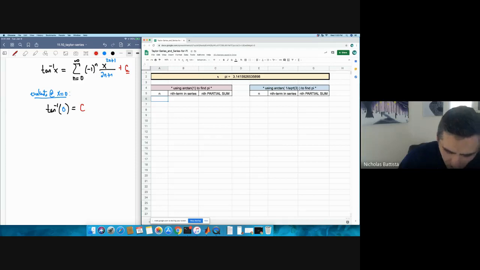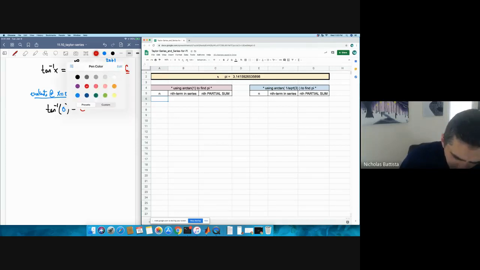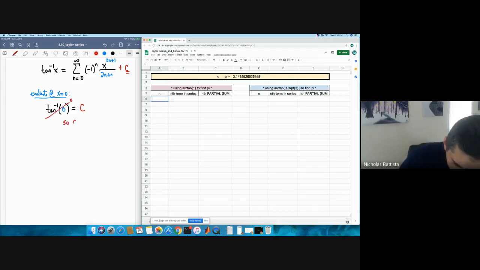Except we know the arctangent of 0 actually just in fact is 0. So c has to be 0 itself. So our Taylor series or power series representation for the arctangent happens to be this following infinite series from n equals 0 to infinity of minus 1 to the n of x to the 2n plus 1 all over 2n plus 1.